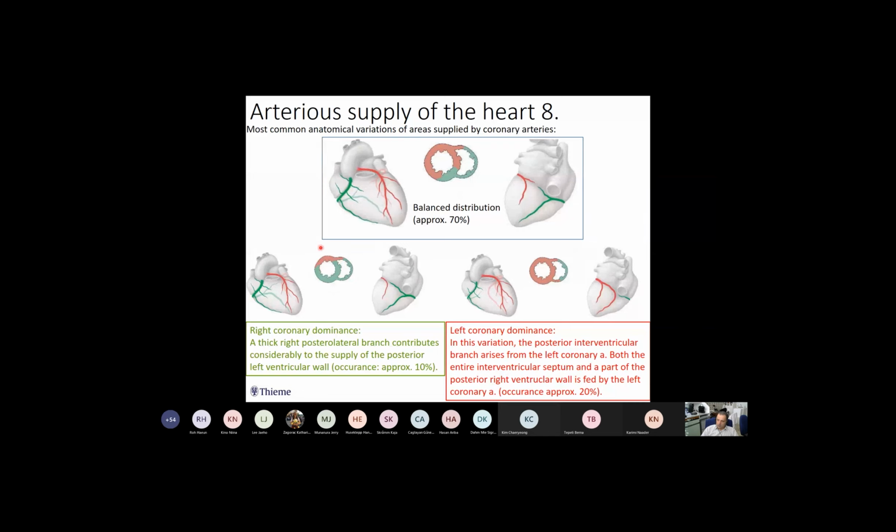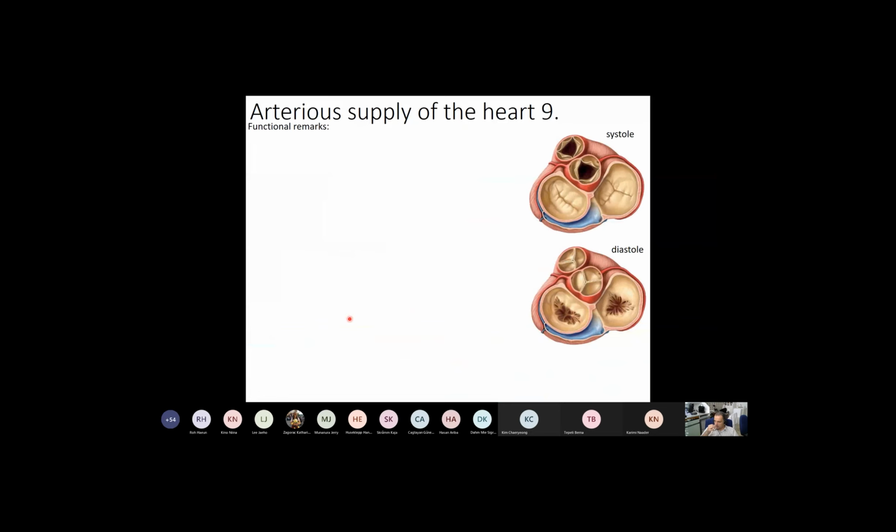So we don't know from a particular person whether we have the balanced, common situation or one of these less common cases, but it will interfere, of course, with the outcome of the disease or with the prognosis. Therefore, we sometimes have to look at what's going on in the patient, and I will come back to how we do that. Functional remarks here.